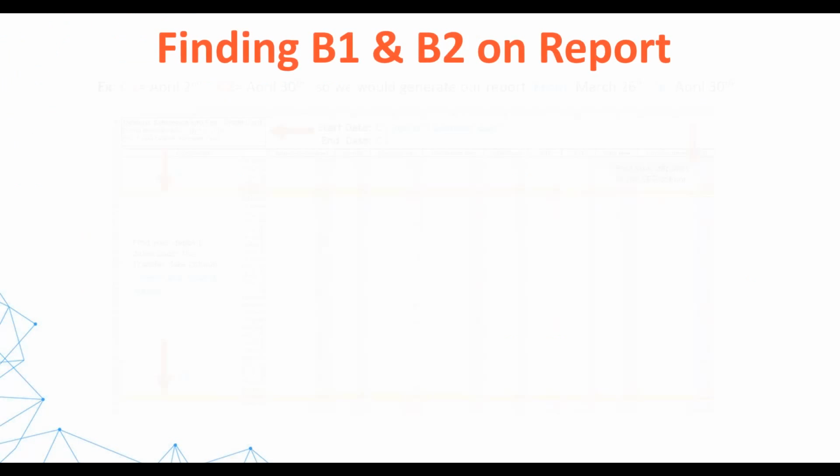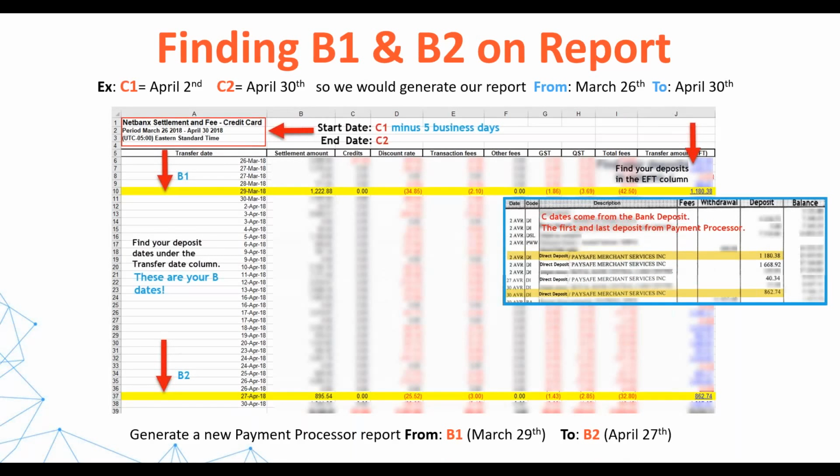Here we can see an example of a settlement report pulled using our C1 and C2 dates as a reference. We're going to pull this report counting backwards from your C1 date, which in this case will be March 26th, and using our exact C2 date, which is still April 30th. Under the EFT column, we can match the transfer amounts with our bank statement. Moving over to the transfer date column, you can see the exact dates, which are now our B dates. Now that we've identified these dates, let's pull this report again using these exact dates, which are March 29th and April 27th, so we can continue the reconciliation process.